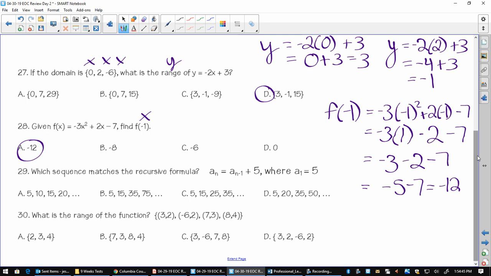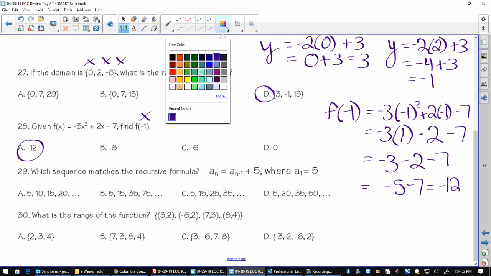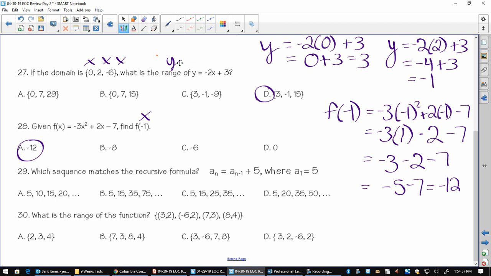All right, on 29, we're looking at sequences. So it asks which one matches the recursive formula. So remember, anytime we're looking at sequences, whether it's arithmetic or geometric, there's two important pieces of information we want. We want the starting value and how much it's changing by. So the starting value in the sequences is called a sub 1, so that's 5. And then the common difference is +5. That's going to be the number at the end. That means it starts at 5 and then it adds 5. So all of these start at 5. That doesn't help me cancel anything out.